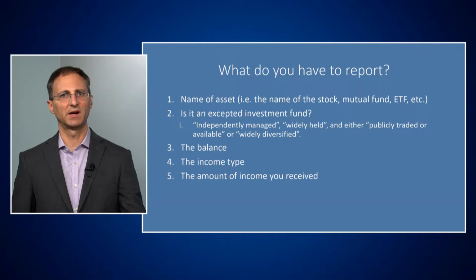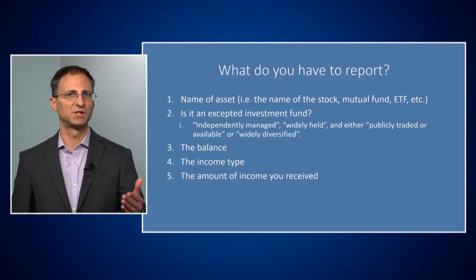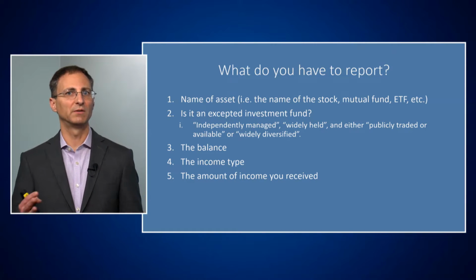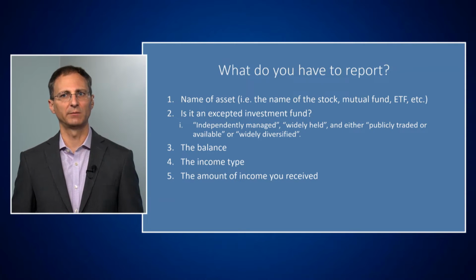Next is the income type. That would be like whether you received capital gains distributions or dividends. So you got to pick which kind of income you received. That information would be available on your statement. And then the last thing you have to report is the approximate amount of the income you received. Okay, so that's the 5 things that you have to report.